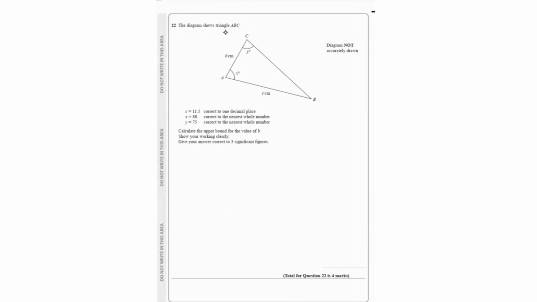But this one says the diagram shows triangle ABC. C is 11.5 correct to one decimal place. X is 80 correct to the nearest whole number. And Y is 75 correct to the nearest whole number. We have to calculate the upper bound for the value of B. Show your working clearly, giving the answer correct to three significant figures. So we know C is 11.5, X is 80, Y is 75.